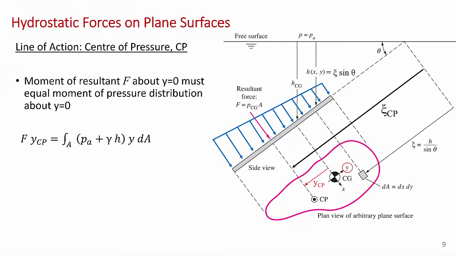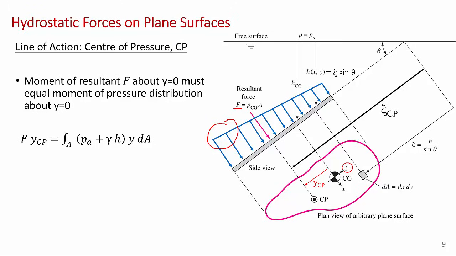Okay, so how do you find this center of pressure, this location? We've got this blue distribution here. This is the actual pressure distribution on the gate, and we've replaced it with a single force F. The way you find the location is that the moment of this equivalent resultant force has to be equal to the moment of this distributed force. And you can take it about any point. We're going to take it about the center of gravity.